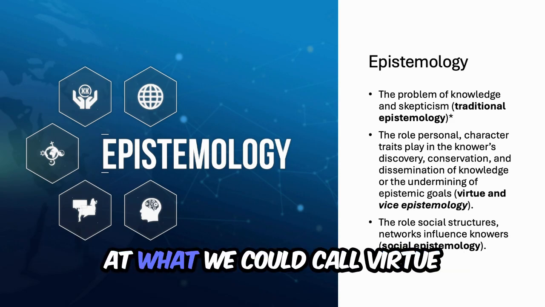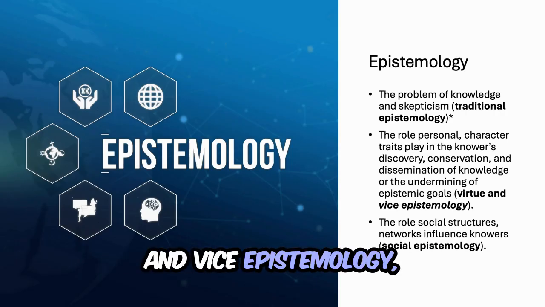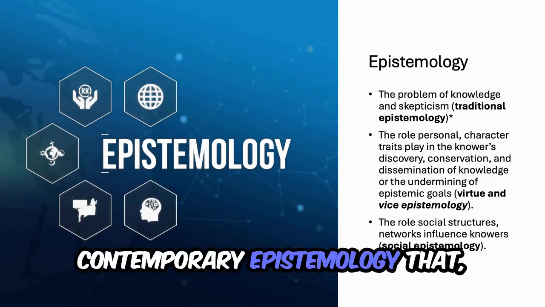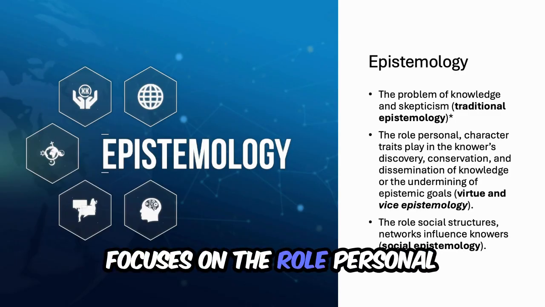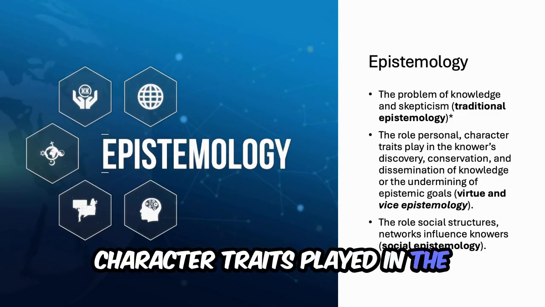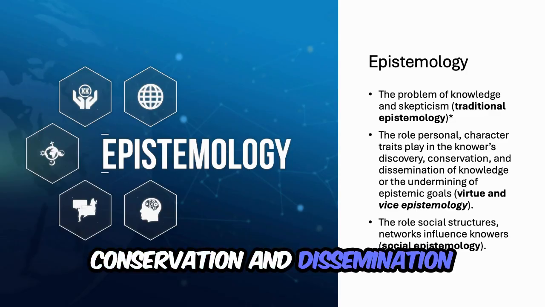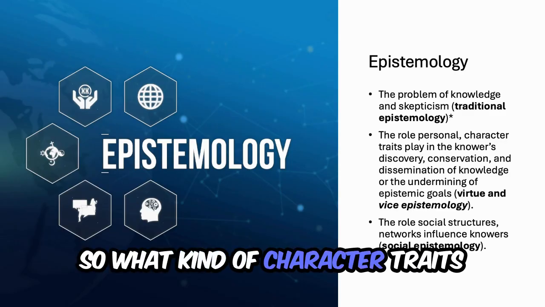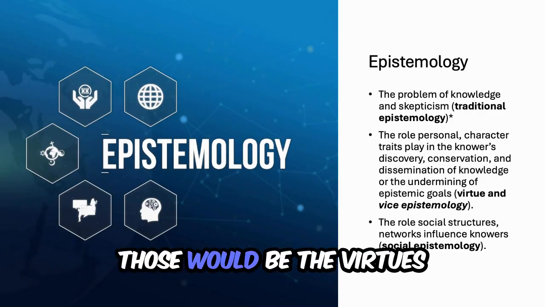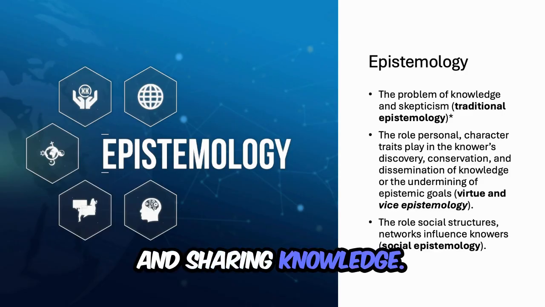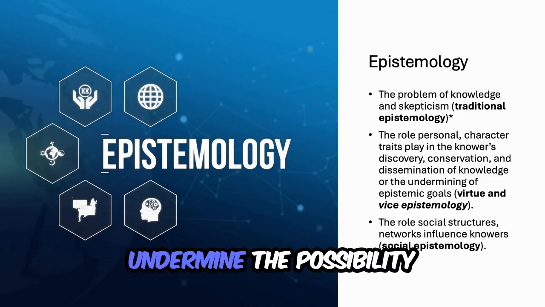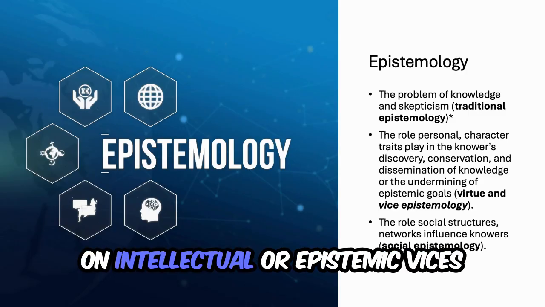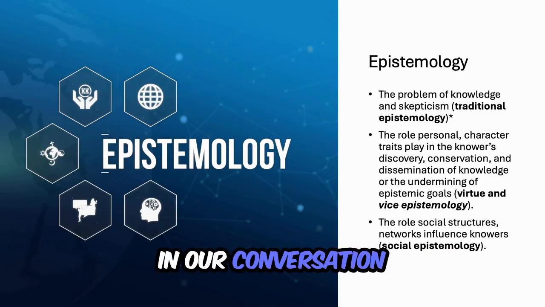And then we're going to look at what we could call virtue and vice epistemology, particularly vice epistemology. This is a topic in contemporary epistemology that focuses on the role personal character traits play in the knower's discovery, conservation, and dissemination of knowledge, or the undermining of those epistemic goals, right? So what kind of character traits play a positive role? Those would be the virtues in gaining knowledge and sharing knowledge, and what kinds of personal character traits undermine the possibility of discovering knowledge? Those would be the vices. Again, we're going to focus on intellectual or epistemic vices in our conversation of that topic there.